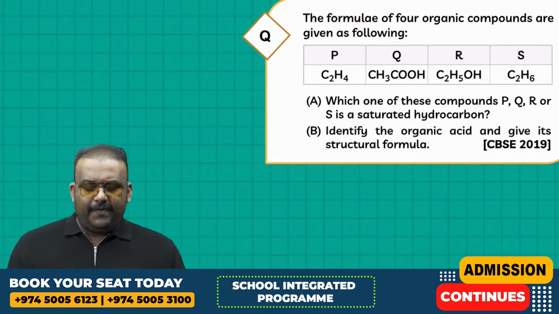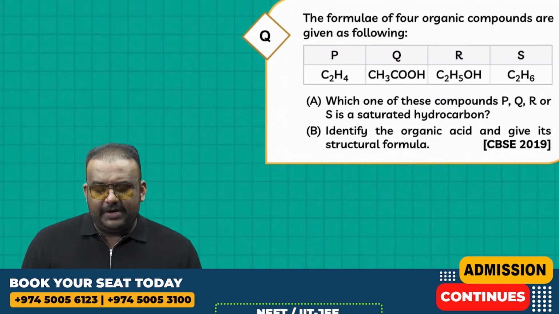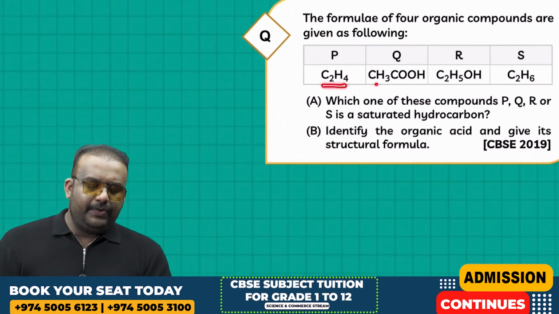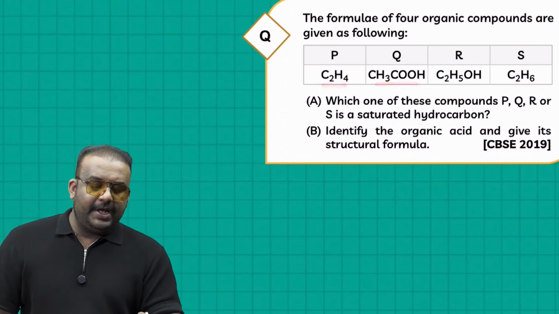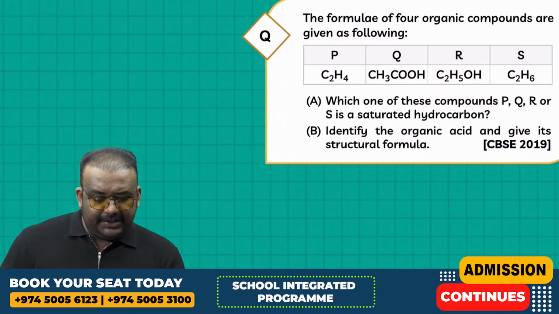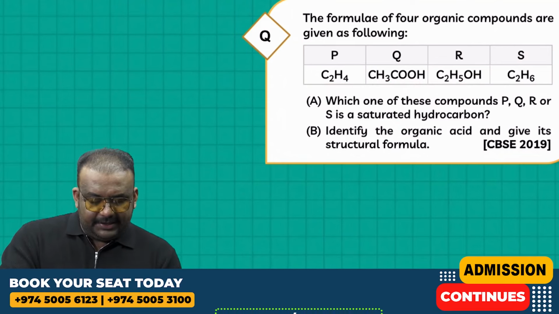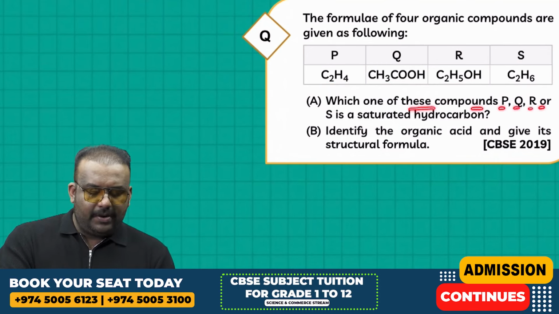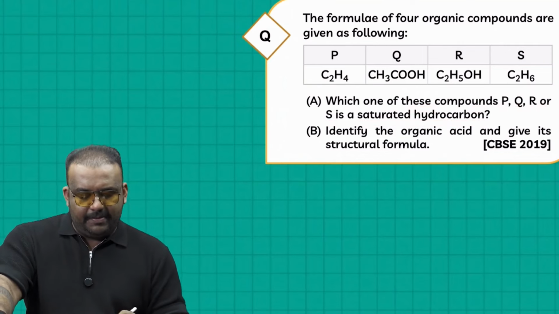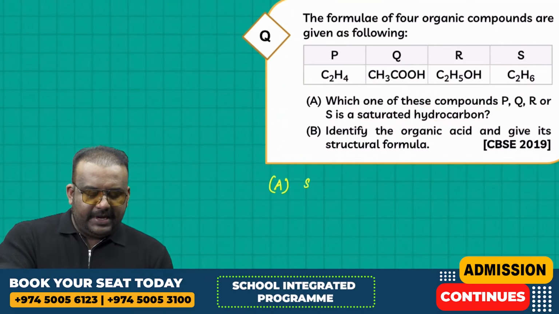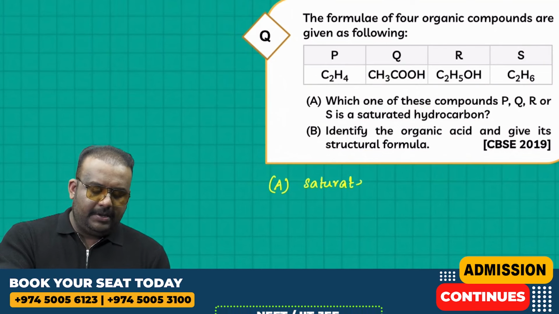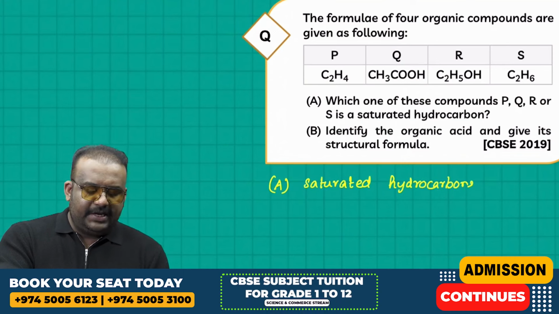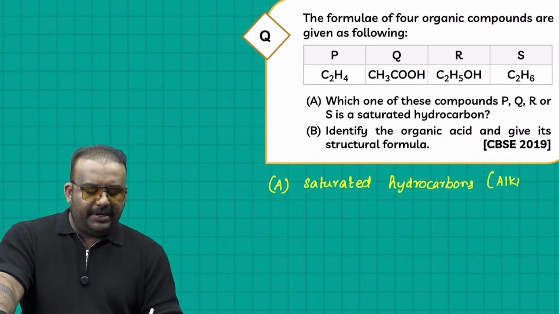The formulas of 4 organic compounds are given as follows. P is having a formula C2H4, Q is having a formula CH3COOH, R is having a formula C2H5OH, S is C2H6. Now the question is, which one of these compounds P, Q, R or S is a saturated hydrocarbon? You guys know that saturated hydrocarbon means we are referring to alkanes, correct? So saturated hydrocarbons are basically alkanes.